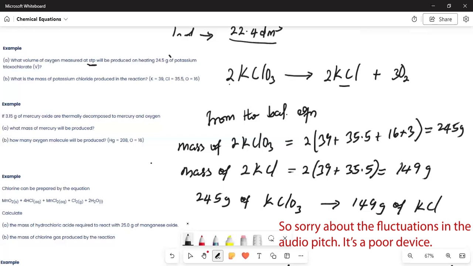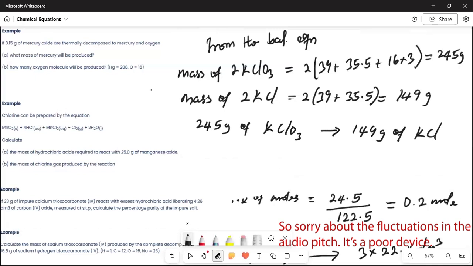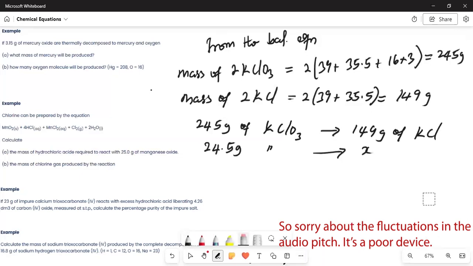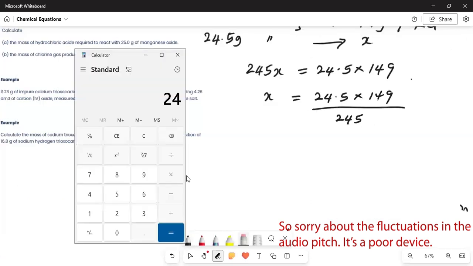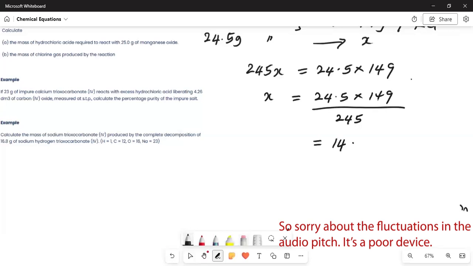And what would this 24.5 gram give? Let it be X. So 24.5 gram of potassium chlorate will give us X gram of potassium chloride. So when we cross multiply this, 245 times X is 245x, equal to 24.5 times 149. Divide both sides by 245, we have 24.5 times 149 divided by 245, which is 14.9. And the mass of potassium chloride is 14.9 gram.